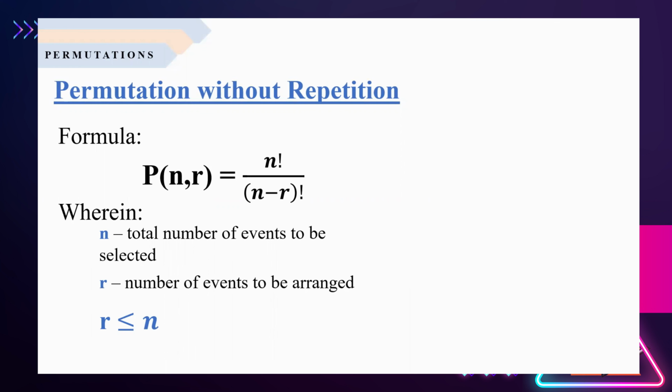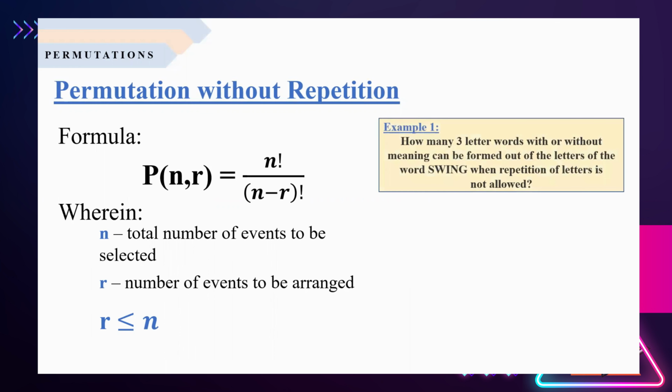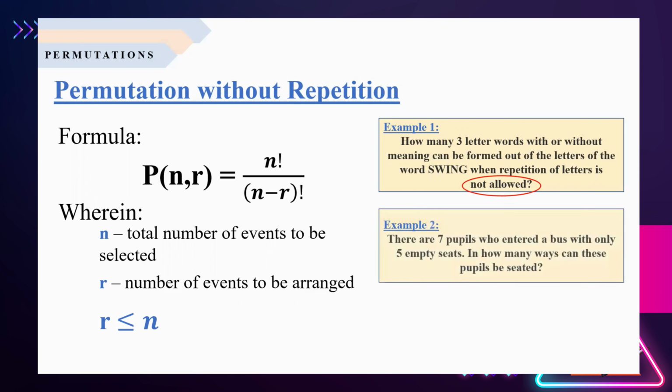Ano naman yung mga halimbawa ng ating problem ng permutation without repetition? Example number 1. How many three-letter words with or without meaning can be formed out of the letters of the word swing with repetition of letters is not allowed. So makikita natin sa ating problem number 1 ang keyword natin na not allowed. So ibig sabihin ito ay permutation without repetition.